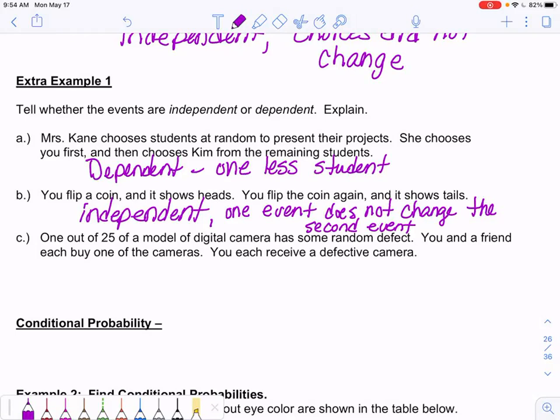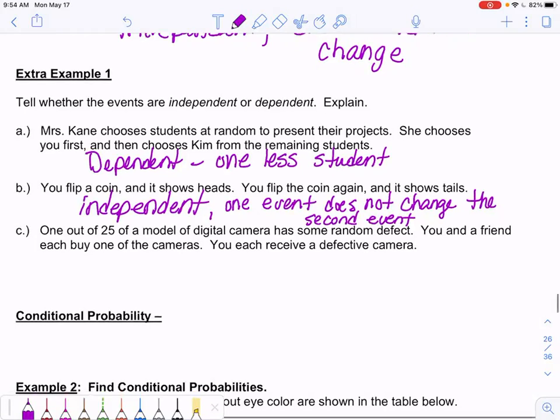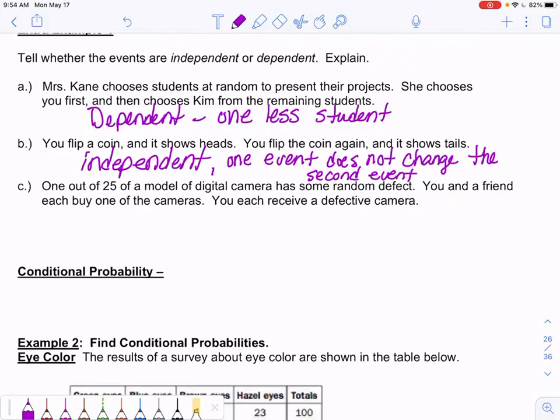All right, the last one's a little tricky. 1 out of 25 digital cameras has a random defect. So they're saying that 1 out of every 25 cameras has some defect. You and your friend each buy one of the cameras. You receive a defective camera. So the question is, if you received a defective camera, is that going to force your friend to also get a defective camera? So just because I get a defective camera, will that force Mr. King to also have a defective camera?